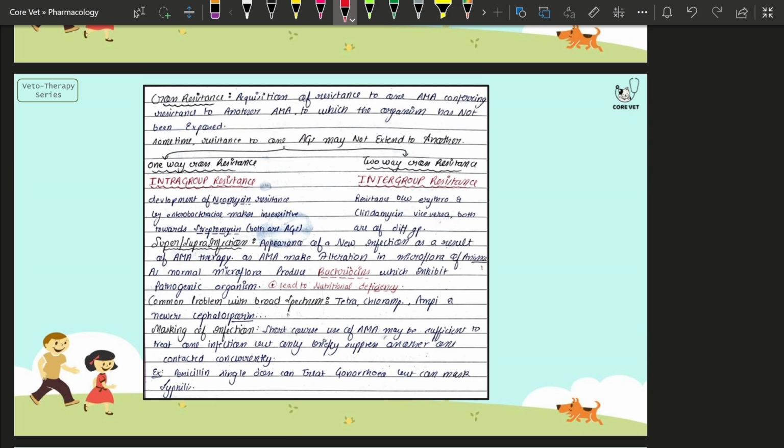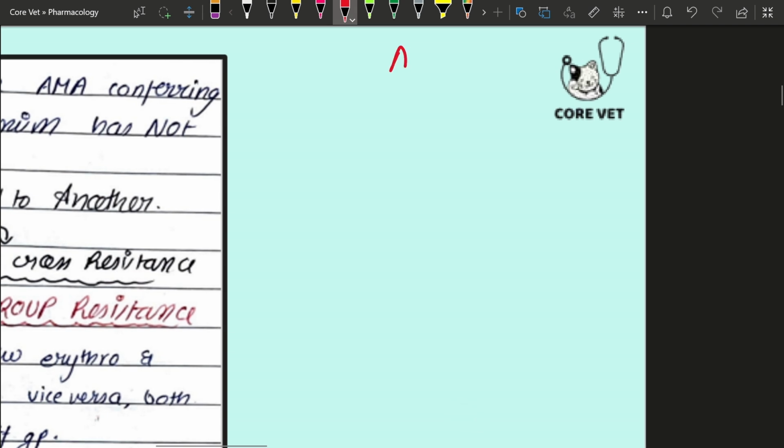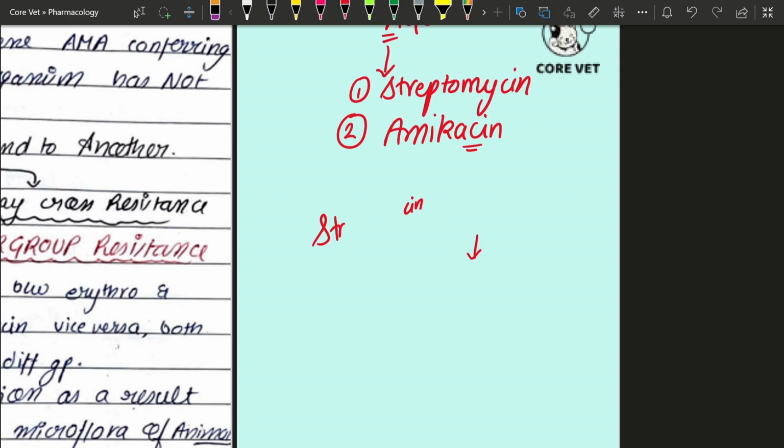Now coming on to the cross resistance. What does cross resistance mean? For an example, there is a class of drug which is aminoglycoside. Say we take two examples: there is streptomycin in the aminoglycoside and there is amikacin. Both belong to the class aminoglycoside.